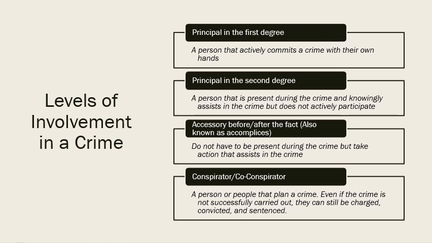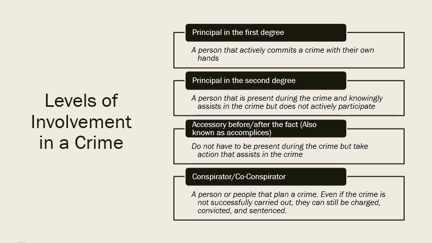A person that is present during the crime and knowingly assists in a crime but does not actively participate would be a principal in the second degree. Third, accessory before or after the fact, which is also known as an accomplice. You don't have to be present during the crime, but you do take action that assists in the crime.